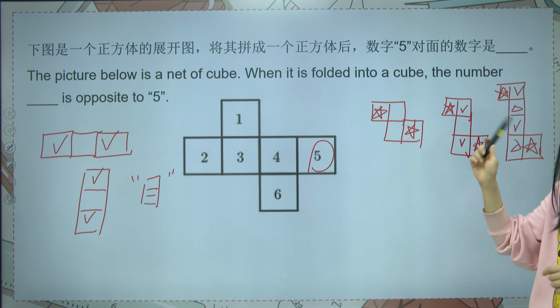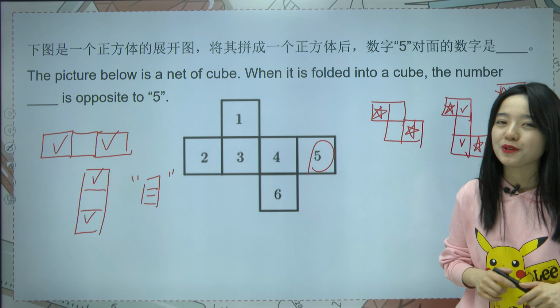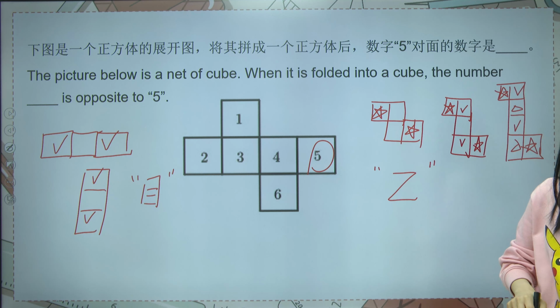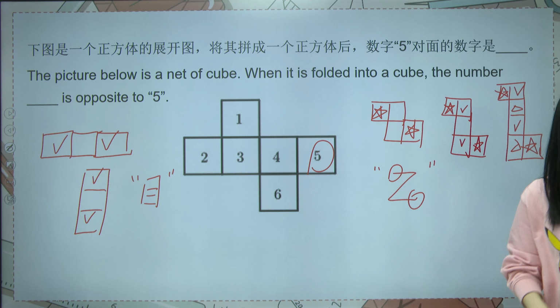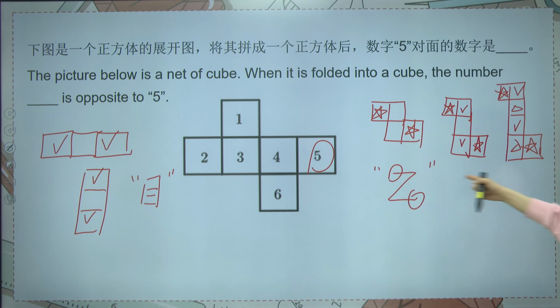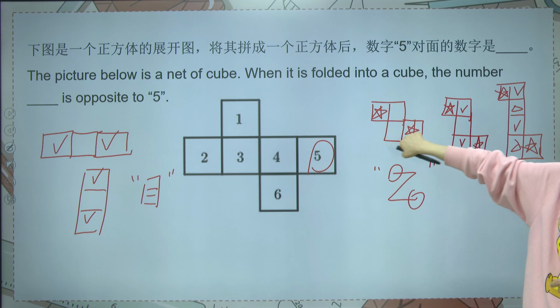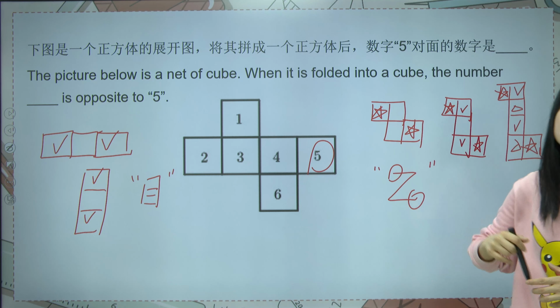So what do they look like, do you think? What kind of letter do they look like? Z. And we can find opposite faces at its head and tail. And also, such Z shapes are quite special. They only have 2 squares in the first row and the last row. Okay, only 2 squares in the first and last rows.